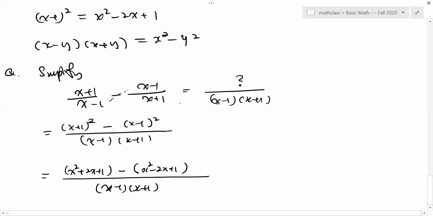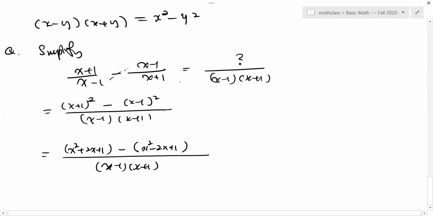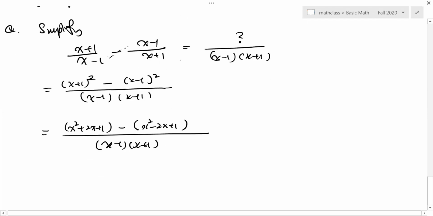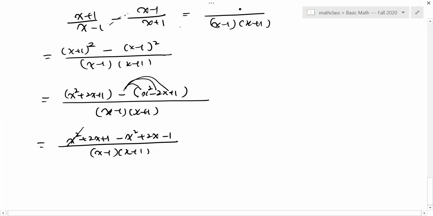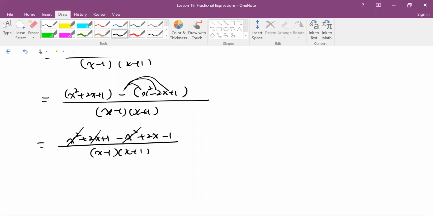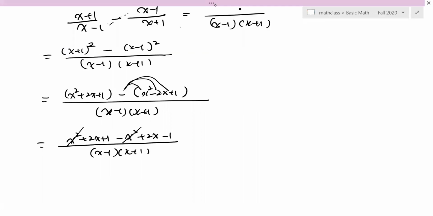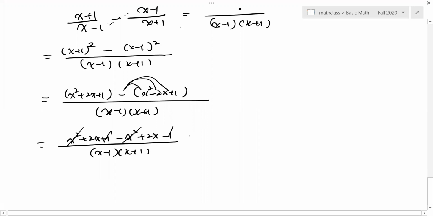Then you remove the parentheses. So you get x squared plus 2x plus 1, then minus x squared and plus 2x minus 1. Why minus 1? Because negative times negative is positive, and negative times positive is negative. Then you will see x squared is gone. You also see 2x, no, 2x cannot be gone, right? 2x and 2x, you get 4x. And the negative 1 and positive 1 are gone. So the numerator will be 4x, over (x minus 1) times (x plus 1).